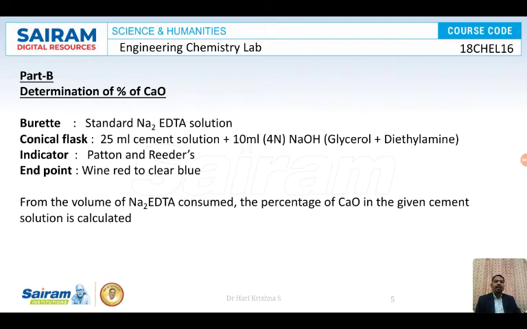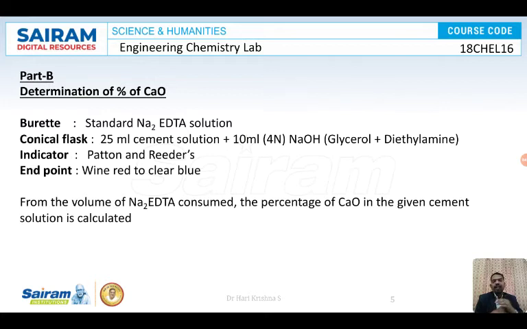In the conical flask, we take 25 ml of cement solution. Then we add 10 ml of 4 normal NaOH, which is a mixture of glycerol and diethylamine. Why are we adding NaOH? NaOH serves two purposes. It acts as a buffer, and the main reason is that it masks the magnesium ion. The filtrate contains both calcium and magnesium ions, so in order to prevent the magnesium ion from interfering in the reaction, we add sodium hydroxide. When you add sodium hydroxide, it will react.